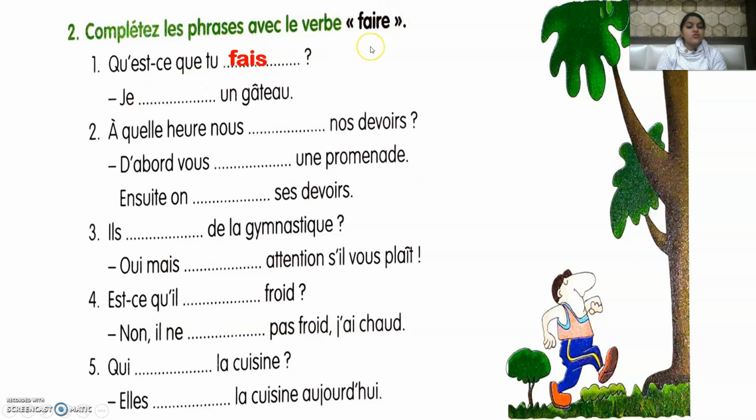Faire means to do or to make. So qu'est-ce que tu fais? That means what are you making, or what are you doing? And the person replies: je fais un gâteau. That means I'm making a cake.